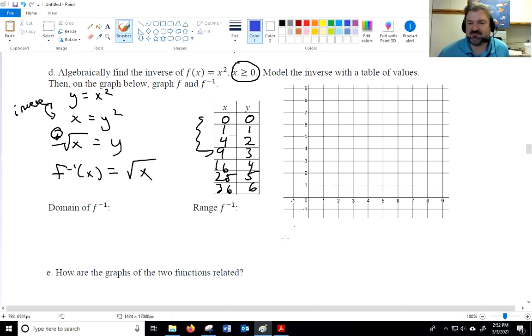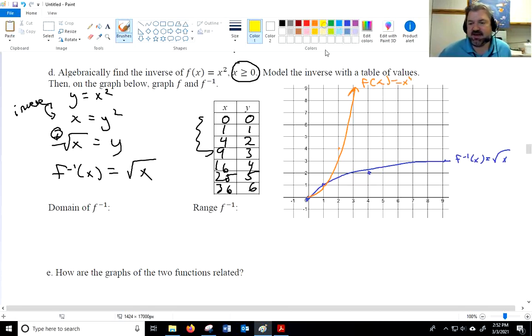Let's go ahead and plot these. 0, 0, 1, 1, 4, 2, 9, 3. This is f inverse of x equal to the square root of x. That's the square root of x function that we're learning. The original function, when graphed only for a positive domain, looks like this. And that was f of x equals x squared.